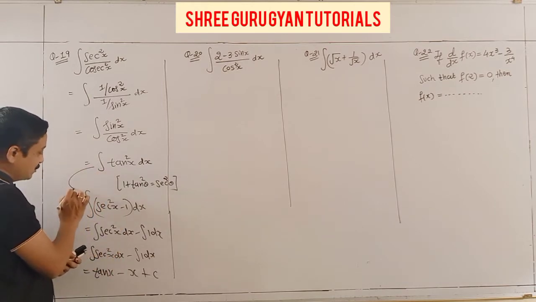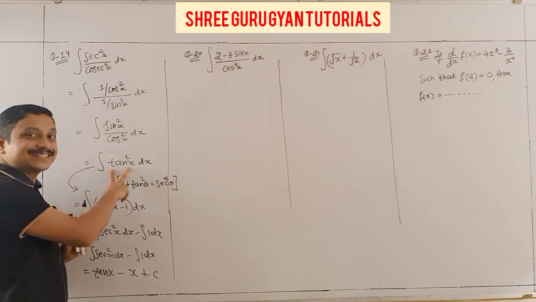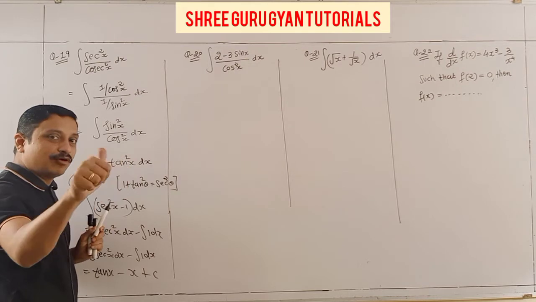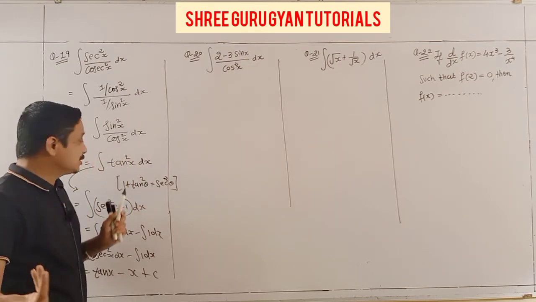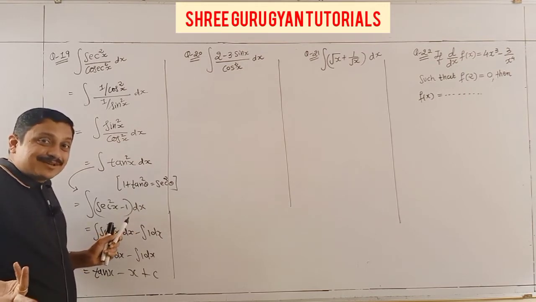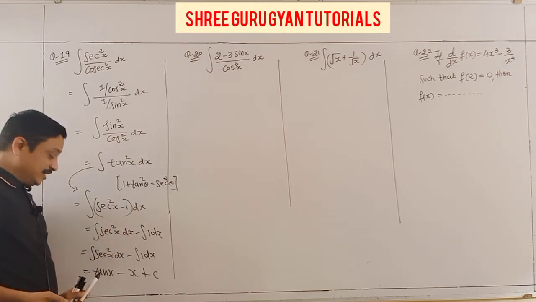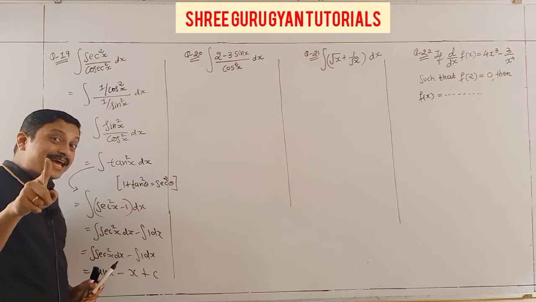But the main important thing, students, is that you don't write down the direct integration of tan square x. There is no formula. So I convert it using 1 plus tan square is sec square. So tan square is what? Sec square x minus 1. And the sec square integration is known. It is tan x.